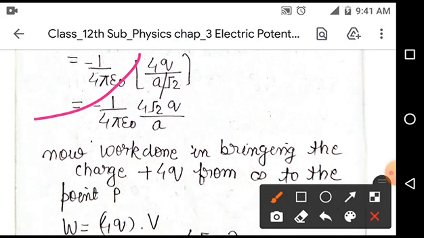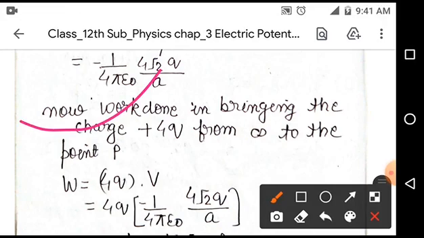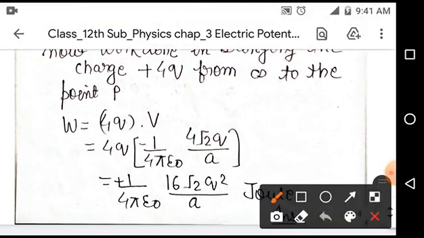Now the work done in bringing the charge 4q from infinity to the point will be W is equal to q into V, and here the value of q is 4q. So on putting the values we get 4q in bracket minus 1 upon 4 pi epsilon naught 4 under root 2 q upon a. So the required value is 1 upon 4 pi epsilon naught 16 under root 2 q square upon a joule. Here we remove the minus sign because we get the work done, that's why it will be positive.